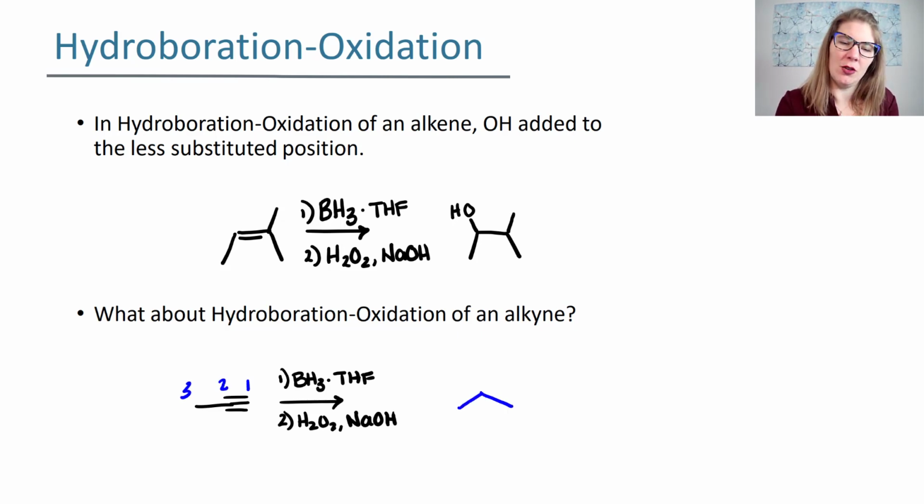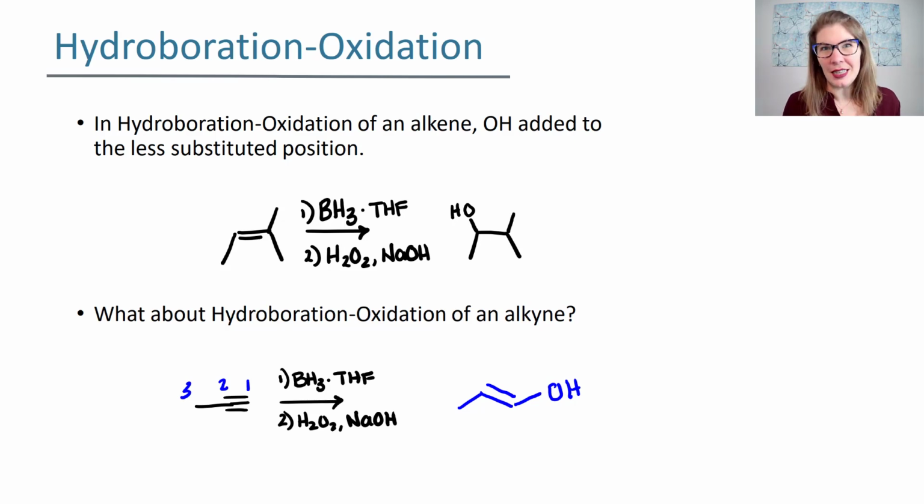So let's go ahead and draw our 3 carbons here. I'm going to keep one of my pi bonds. And then because the OH adds to the less substituted side, I'm going to find the less substituted side of my pi bond and put an OH there. So this is what my product would be. I say product in quotations because this is not my final product.